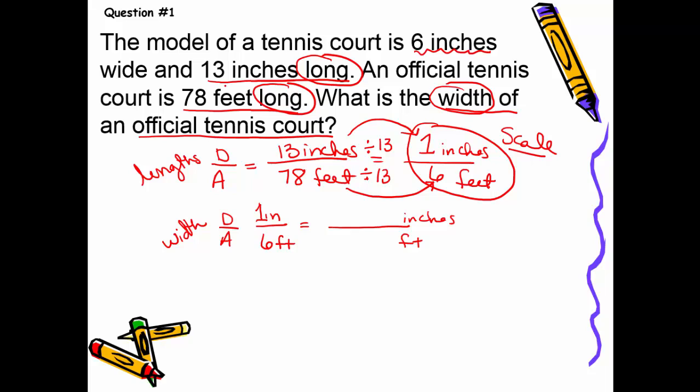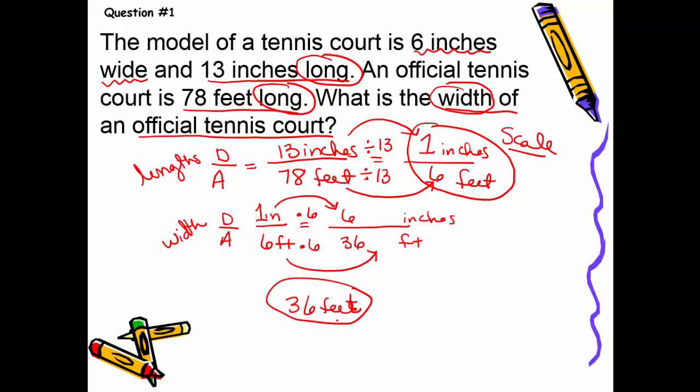I know the width of the model is 6 inches. Because I chose to put my inches in the numerator, I'll put my 6 in the numerator. Then I just set up an equivalent ratio. How do I get from 1 to 6? Oh, I multiply by 6. Always with equivalent ratios, you're choosing what do I multiply top and bottom by or what do I divide top and bottom by. If I'm going to multiply the numerator by 6, I multiply the denominator by 6. And I have just found out that that official tennis court is 36 feet wide. Please make sure you include your feet as your units on your final answer.